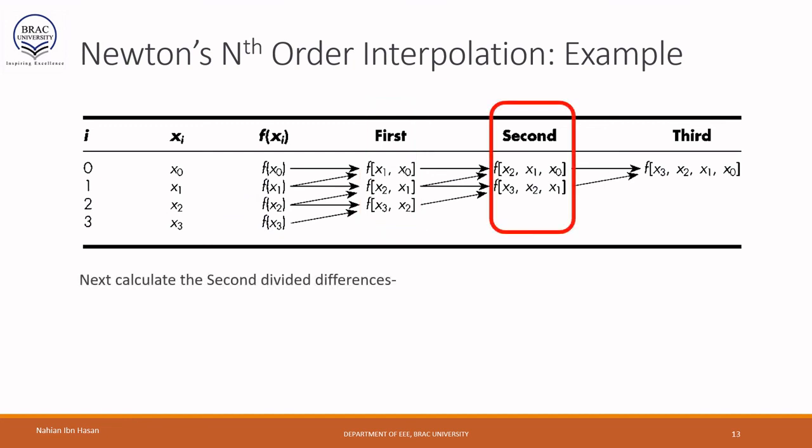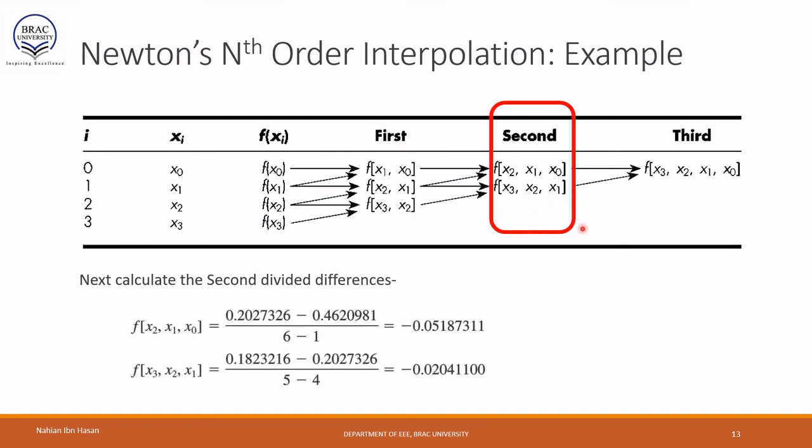Next, we need to determine this column where we have the 3 variable function values, which can be easily determined using this formula. So to determine f of x2, x1, x0, we have to use these 2 terms, that means f of x1 comma x0 and f of x2 comma x1. So these 2 terms can be used to determine the 3 variable function values. Look at these 2 terms here, f of x1 comma x0 and f of x2 comma x1. These 2 terms have x values which are in the range of x0, x1, x2. That means they are within this range.